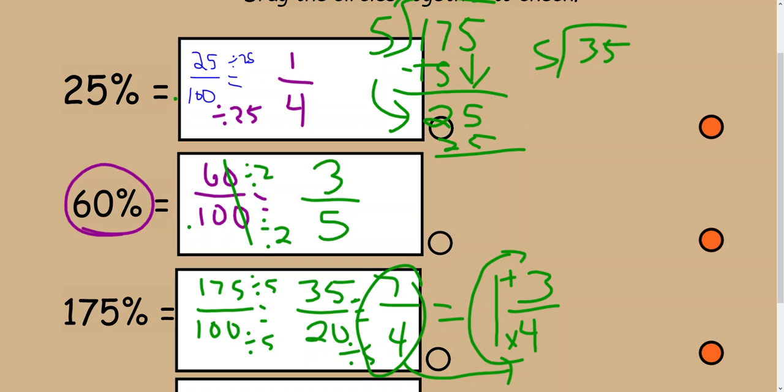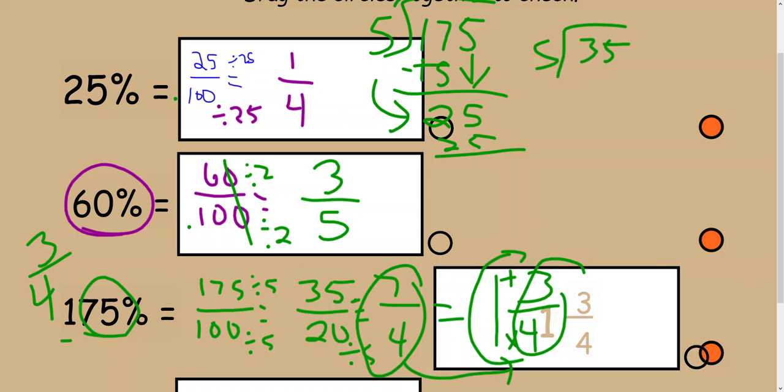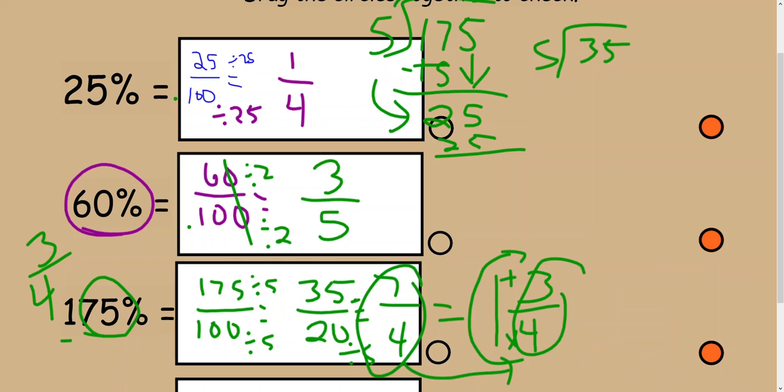So 1 3/4. Or if you already knew that 75% equals 3/4, or 3/4 equals 75%, there's your 3/4 and there's your 1. How cool is that? And there's the answer. All right, we have one more.